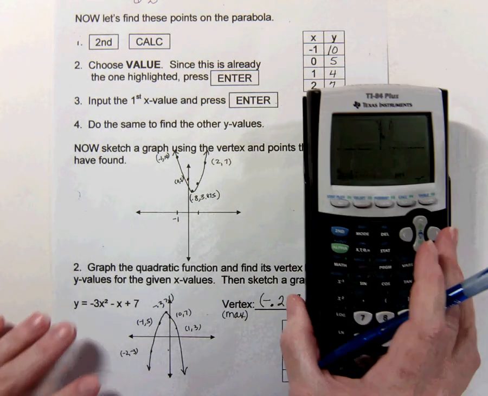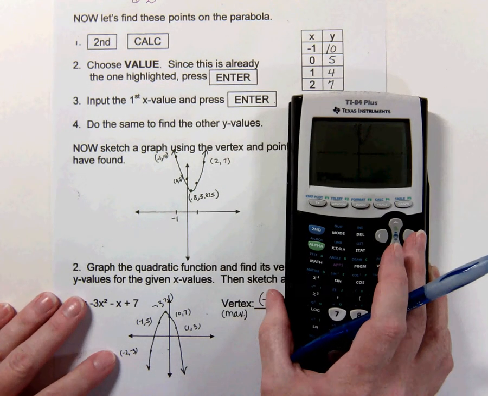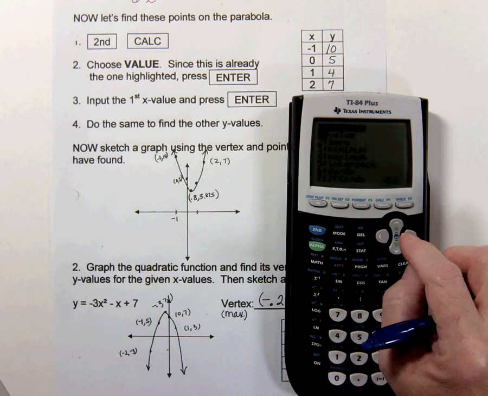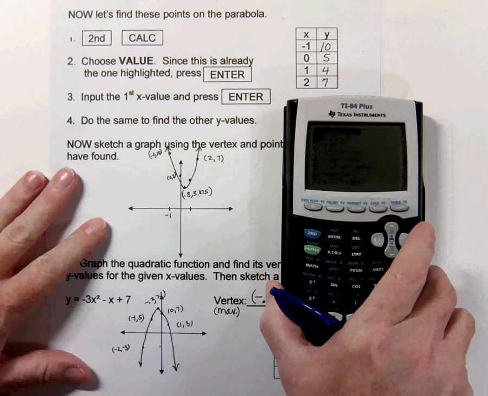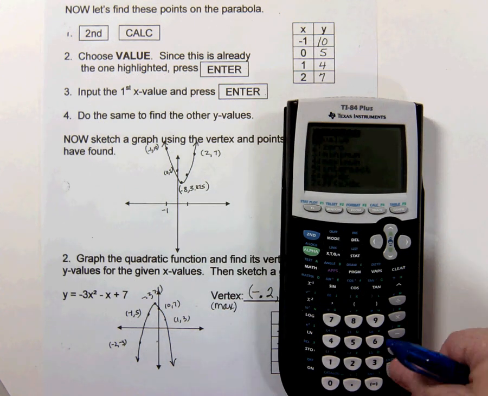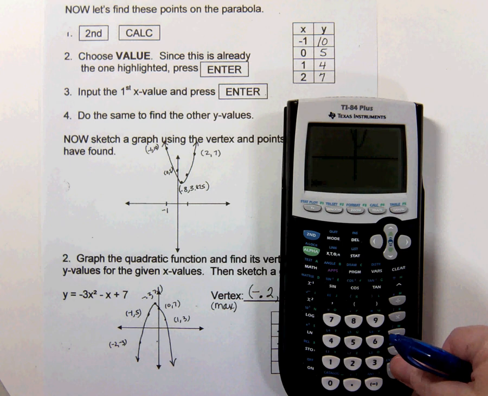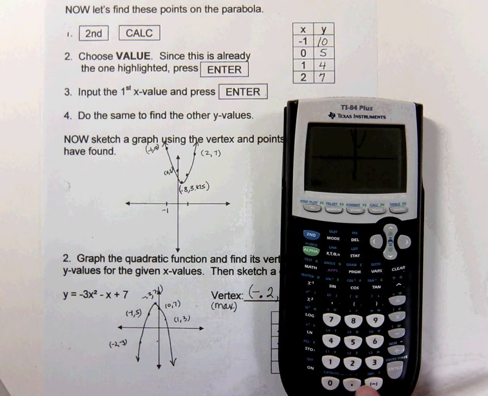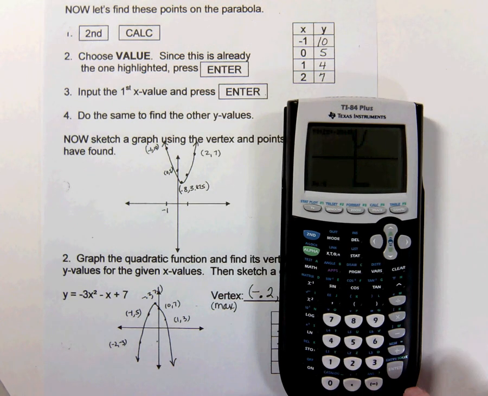So let's try this page. Okay, we're going to find the points on the parabola. If you hit second calc and choose the value option, since one is already highlighted, you can just enter. We're going to look at the ones for each of these. So let's use x equals -1, and it gives you the y value, which is 10. If you need another point on the parabola, you just keep plugging in and hitting enter, and it'll give you each point along that parabola.